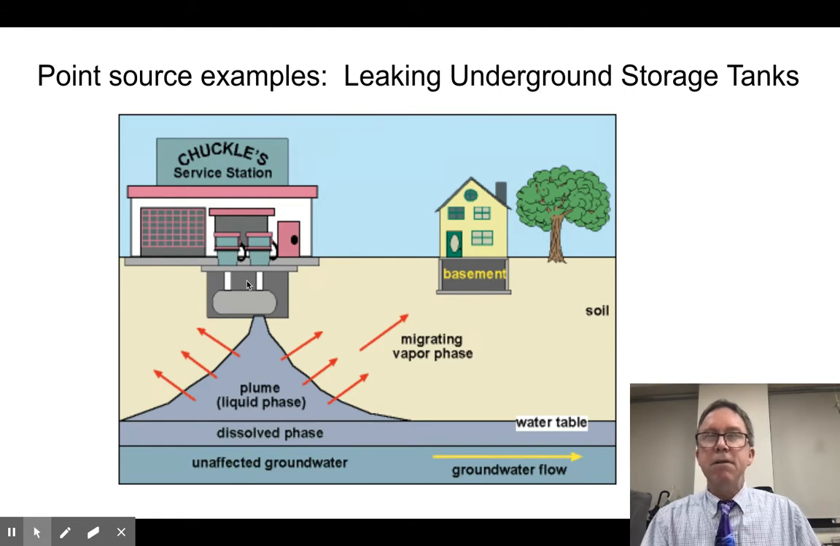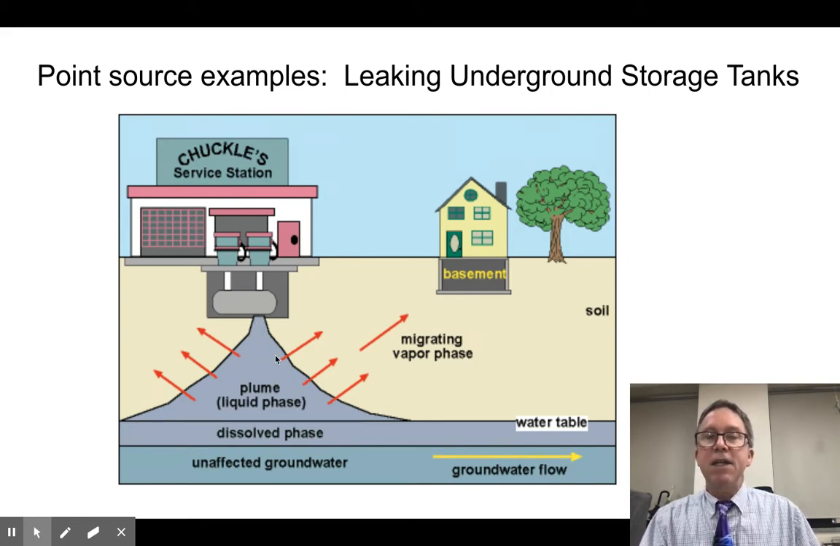Gasoline service stations often have these, and sometimes you also have these for storing toxic waste, which we'll talk about in a later screencast. But you have underground storage facilities made out of steel or iron, and they corrode, and they start to leak into the groundwater.